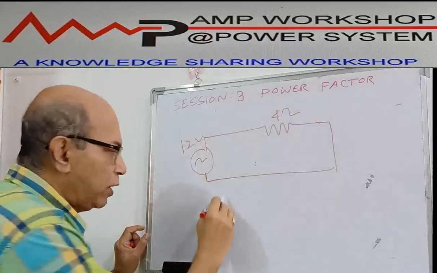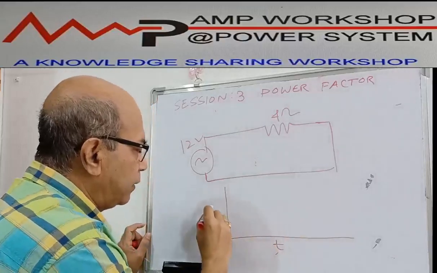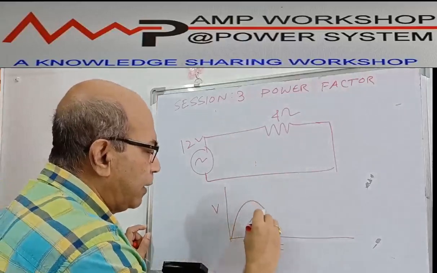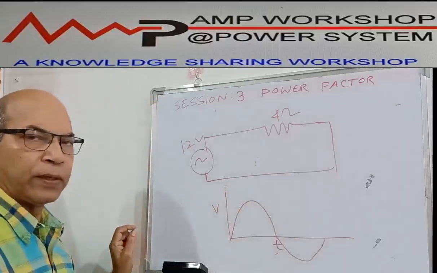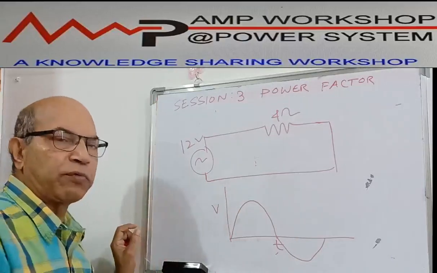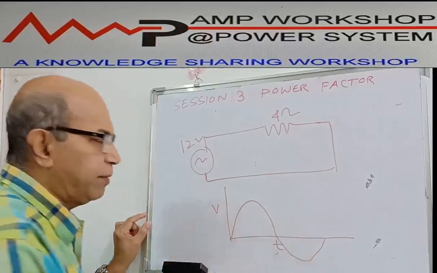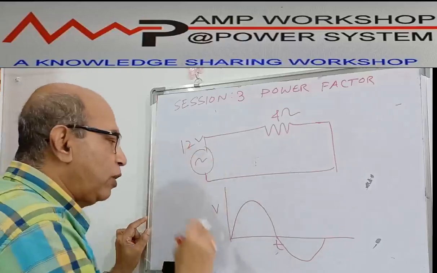Now if we plot this voltage, suppose this is time and this is voltage. We know how this AC voltage will look like this. This is the voltage profile. Now this plot is all instantaneous values. If we take the RMS value, we get the RMS value. Now due to this voltage, there will be current.